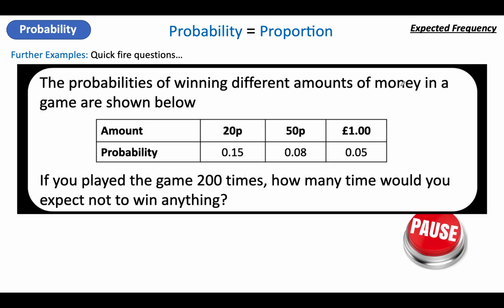Probabilities of winning different amounts of money in a game are shown here. 20p, 50p and a pound. Different to what we had before though. If you played the game 200 times, how many times would you expect not to win anything? So not to win. Remember what probability adds up to, and unpause when you're done.